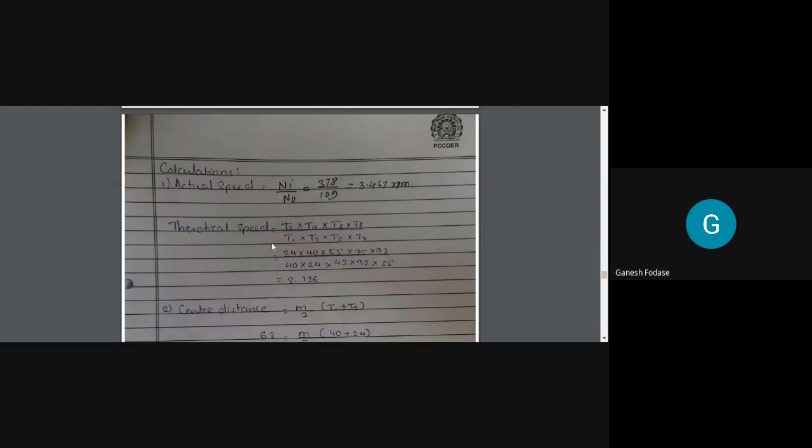After the actual speed ratio, we can find the theoretical speed ratio, as the given gear train was a compound gear train. So by using the formula of a compound gear train, that is the product of the number of teeth on the driven gears upon the product of the number of teeth on the drivers, we can determine the speed ratio theoretically. We can check the speed ratios. So the first parameter we determine is speed analysis.